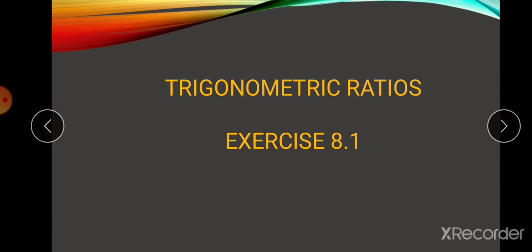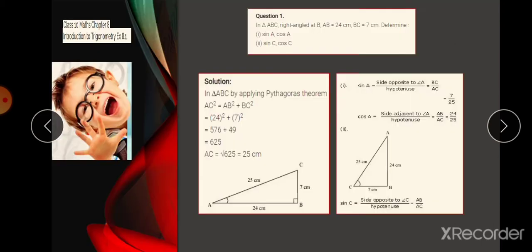And cot is nothing but the reciprocal of tan, it's adjacent by opposite. Also I can write it as cos by sine. And tan we can also write as sine by cos. So let me see, we will solve the trigonometric ratios, exercise 8.1.